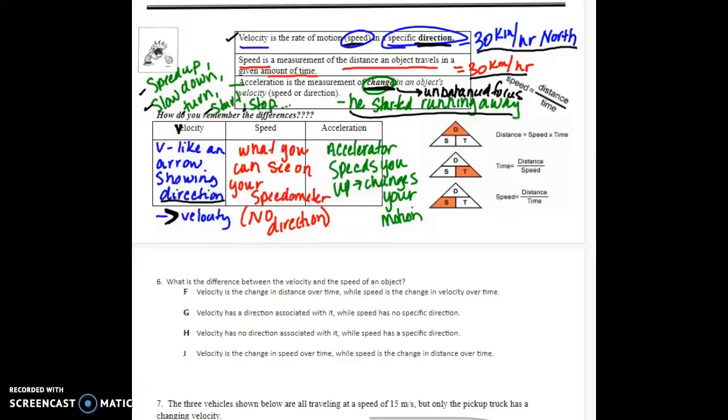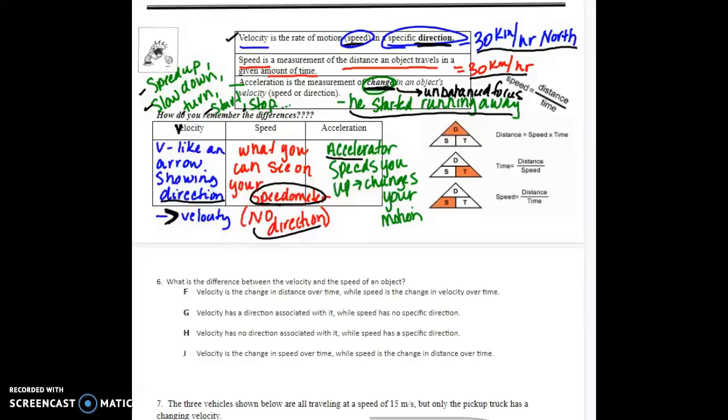Speed is, I like to think about it, what I can see on my speedometer on my car. If I look on my car dash and I see that I'm going 60 miles per hour, it doesn't tell me where I'm going. It doesn't give me direction. It just tells me how fast I'm going, and that's speed.